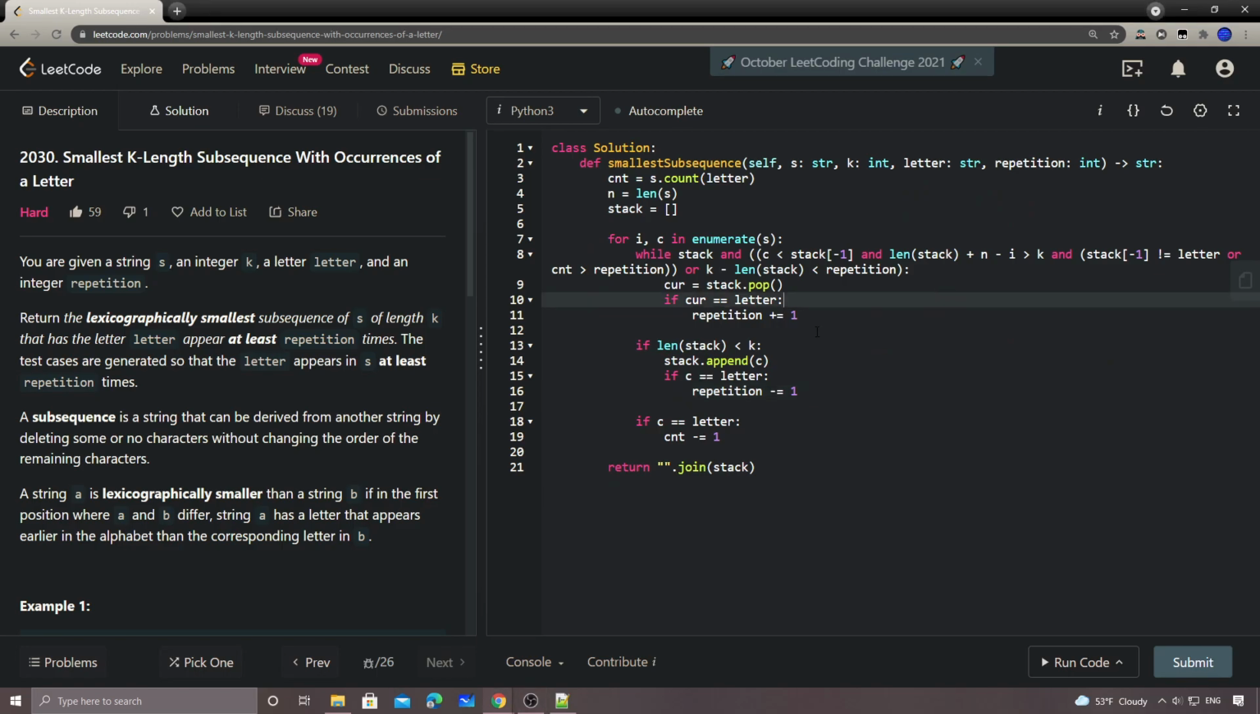Yep, I think that's it. The takeaway for this problem is that next time when you see this kind of problem, getting the lexicographically smallest subsequence of a string, try to use a stack. Try to use a stack and greedily improve the subsequence by removing the top one, while following some of the constraints depending on the problem. And the rest is just implementation details.